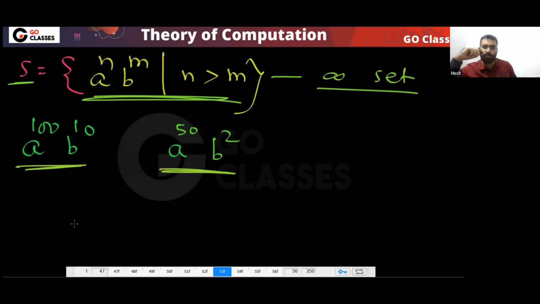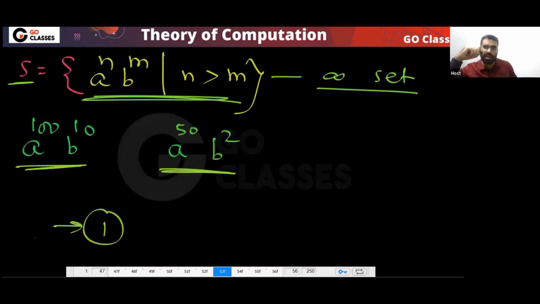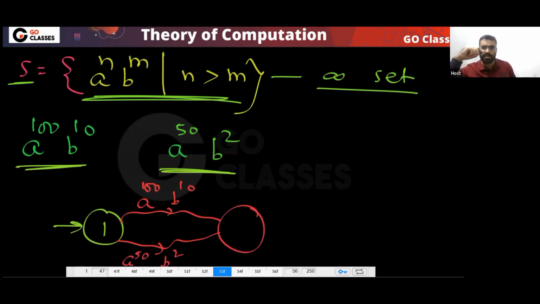Let's call this state 1, and let's call this state 2. So from state 1, what will happen? These two strings, a power 100, b power 10, and a power 50, b power 2, will go to same state, and that state is basically state 1. Okay, they will go to same state. This is the idea.